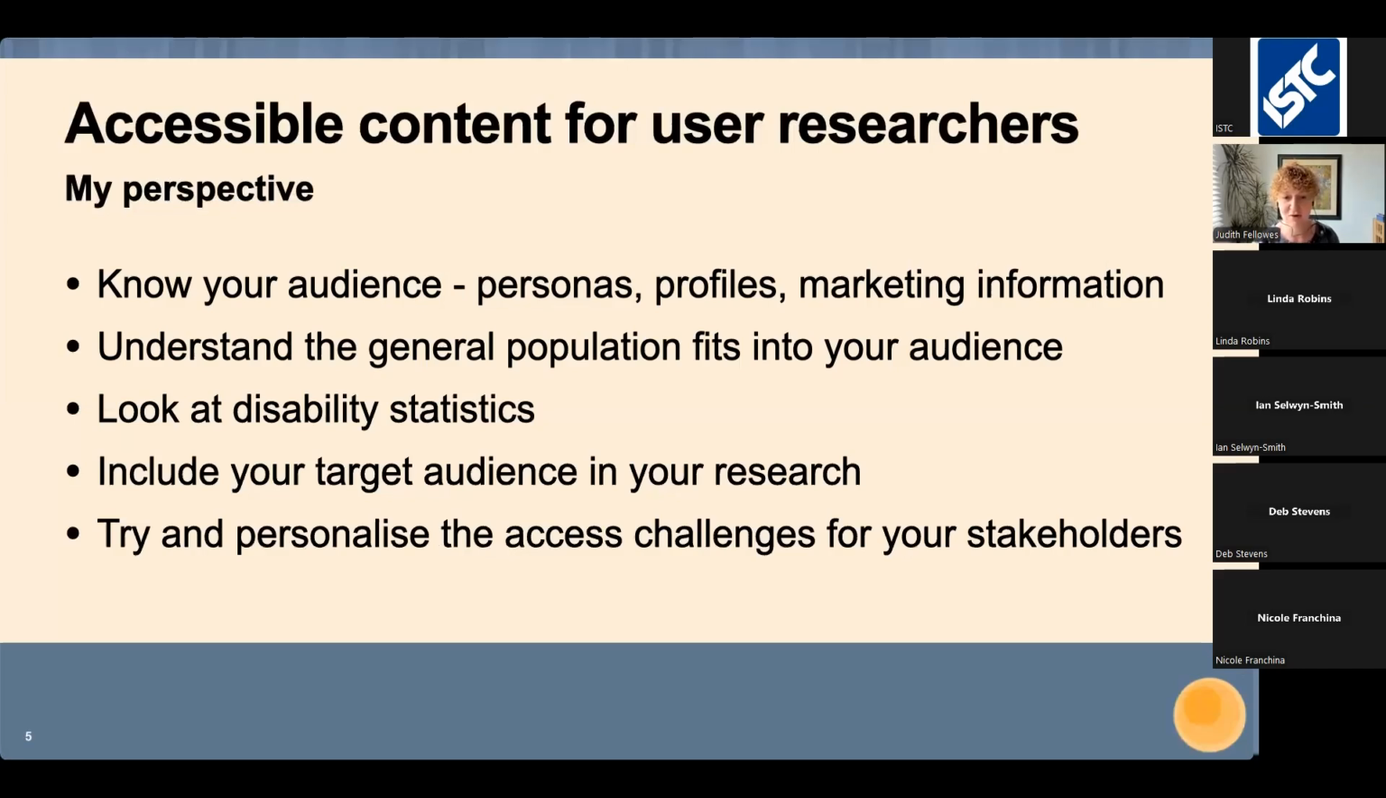And in terms of getting this across to your stakeholders, because we can go out, we can do great research, we can write great content, and then a stakeholder says, no, but I want it this way. One way round is to try and personalize the access challenges for your stakeholders. And I'll give you some examples of how I do that. And another great approach for content is A/B testing, which I'm sure some of you are familiar with.